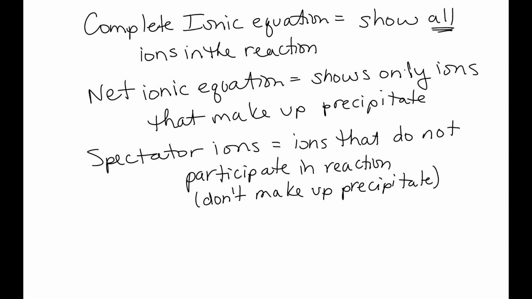Okay, so let's look at our definitions. We have the complete ionic equation, which shows all the ions in the reaction. Then we have the net ionic equation, shows only the ions that make up the precipitate. And by the way, that's the actual reaction that's going on. Okay? The other 2 ions are called spectator ions. They're the ions that do not participate in the reaction. In other words, they don't make up the precipitate.